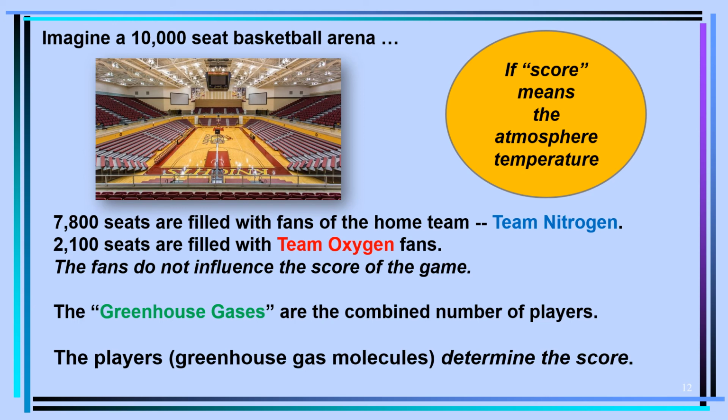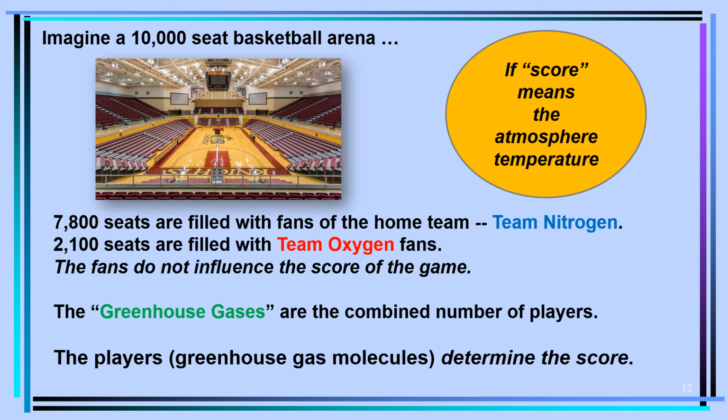All right, first I want to have you imagine a 10,000 seat basketball arena. All right, so 10,000, that's a nice round number. Now nitrogen is 78% of the atmosphere. So 7,800 seats are filled with fans of the home team, Team Nitrogen. And they're sitting there, they're cheering, okay? And the visiting team is Team Oxygen. And they're filling up 2,100 seats.